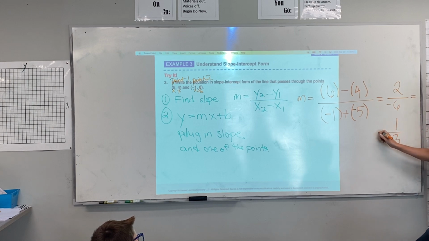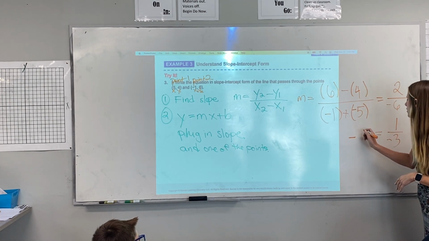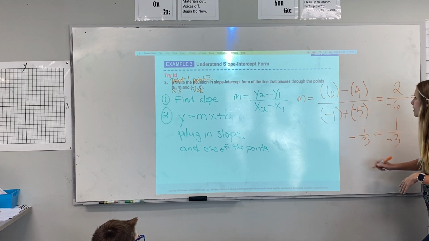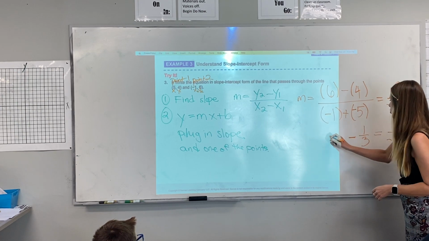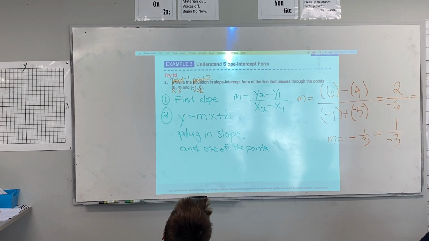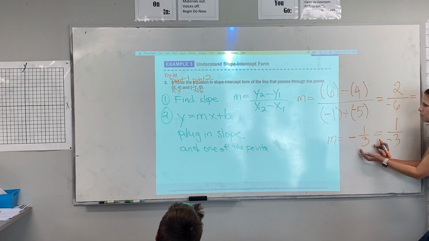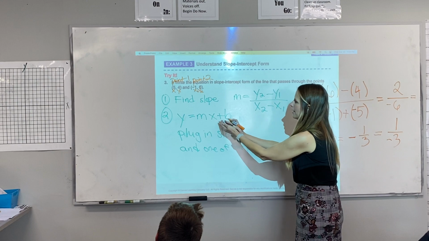So when we write our slope, this isn't wrong. It's not a wrong value. It's just not the proper way to write a slope. If your slope is negative, you write -1 over 3. So we have found our slope. Slope equals -1 over 3. That's step 1.